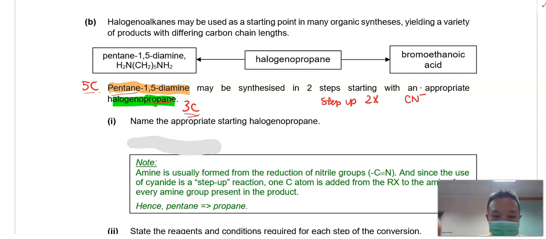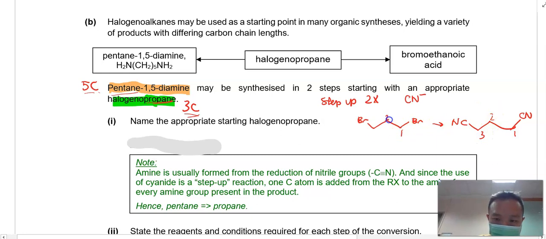Okay, so imagine if I need, from a propane, 3 carbons, I need 2 halogenoalkanes. Alright? So imagine if I replace this with CN, 1, 2, 3, 1, 2, 3. You can see now I increase the carbons to 5 carbons. And then when I just reduce the CN to amine via lithium aluminum hydride, I can get my compound. So this is therefore the halogenopropane I need.